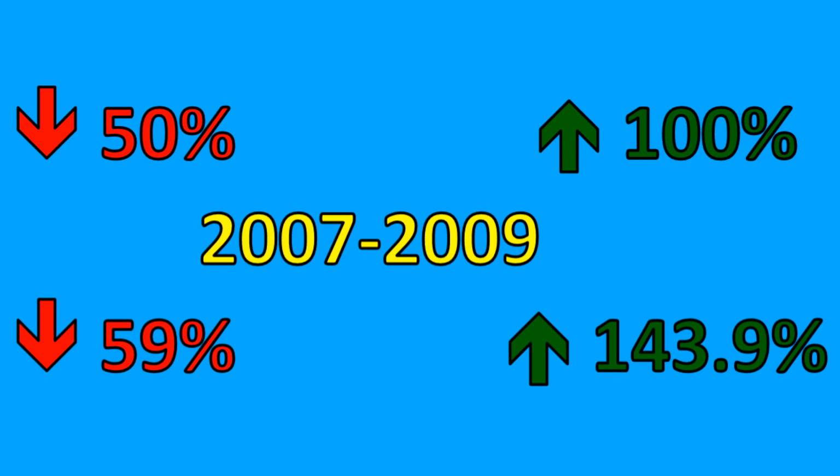But wait, because it gets worse. The bigger the loss, the bigger the return needed to get back to even grows exponentially. So a 20% loss needs 25% to get back to even. A 50% loss requires a 100% gain to get back to even. Now, from the peak in 2007 to the floor in 2009, the S&P 500 lost about 59%. It takes a 143.9% return just to get back to even. How many years will it take to get back to even? Could be several, right?